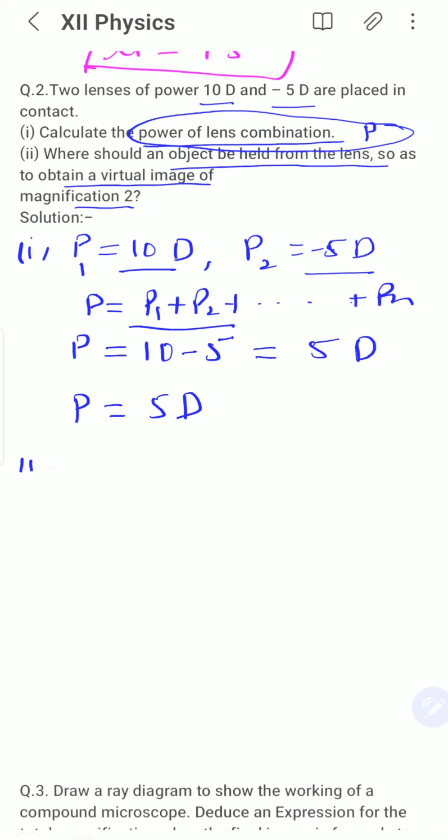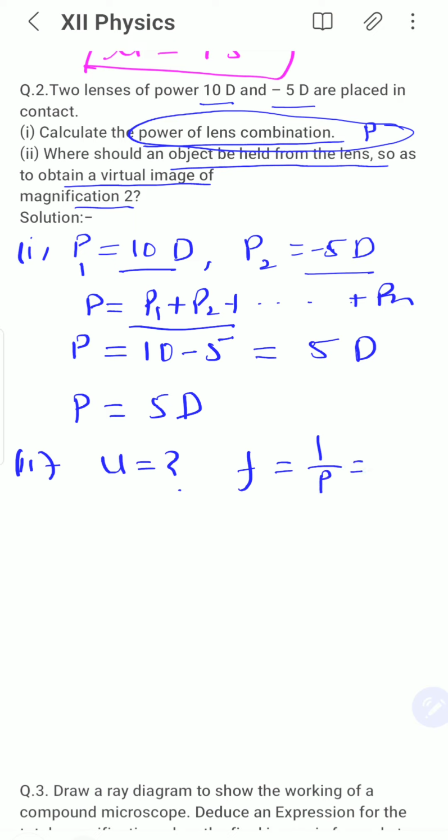Now we will move to the second part of this question: where should the object be placed? In other words, we have to find the value of u, because object distance is always denoted by the small u. In our question we don't have the focal length, so we use the relation of focal length with power, which is f equal to 1 upon P.